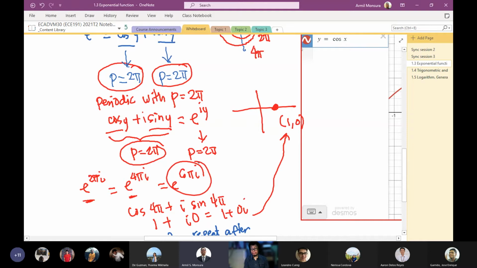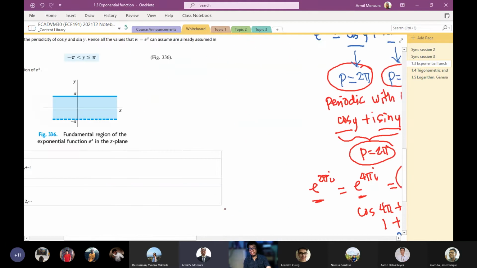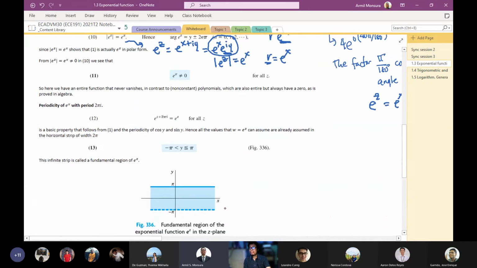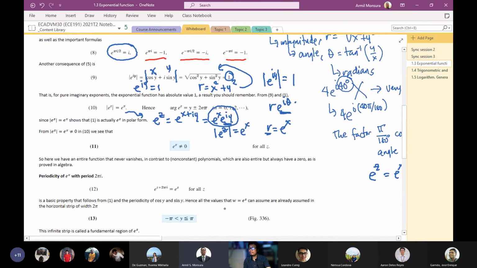Same thing with this one. You can verify it with this formula. And hence, this is what you have to remember. Takpan ko na. I-rewrite ko lang to ha. This is the argument of e raised to z equals y plus 2 pi n for n equals 0, 1, 2, and so on.